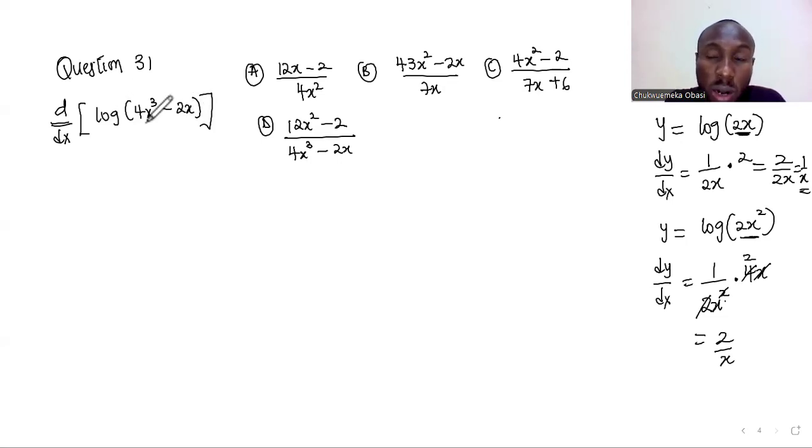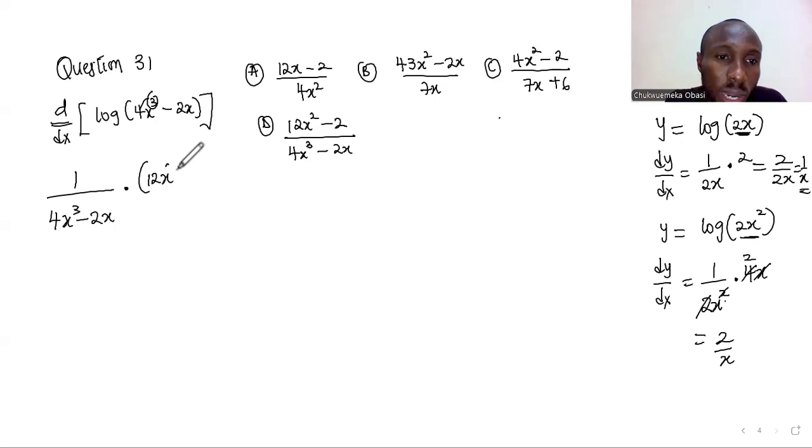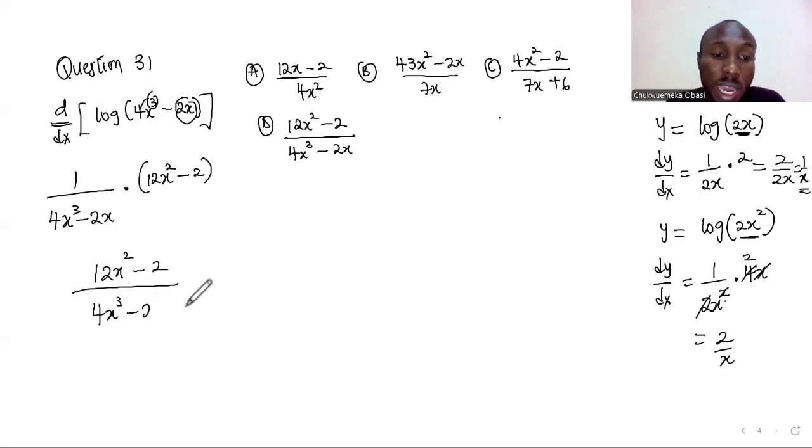So remember how I told you how to solve it? You get 1 over the argument. The argument is 4x cubed minus 2x. Now times the derivative of the argument. So let's differentiate 4x cubed minus 2x. That will give us 4 times 3 is 12, so 12x squared, minus, if you differentiate 2x, you get 2. So when you multiply out, that's going to become 12x squared minus 2 over 4x cubed minus 2x. And that is the final answer, guys. And of course, that is option D.